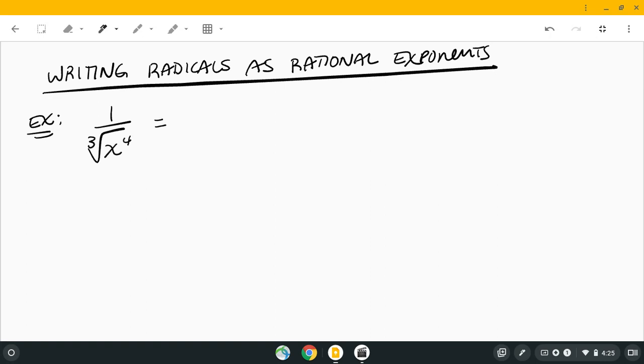So here, this is the same as saying 1 over, and this is going to give me an exponent. So remember, the top number is like the exponent as you know it, which is a 4. And then the bottom number is the index of the radical, which is a 3. Okay. And then I can take this one step further and rewrite this with a negative exponent like that.